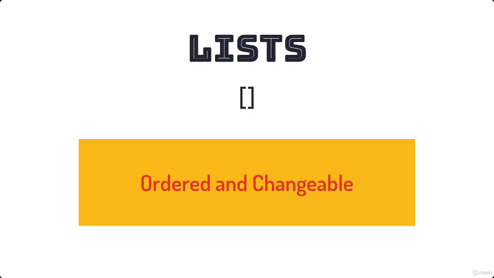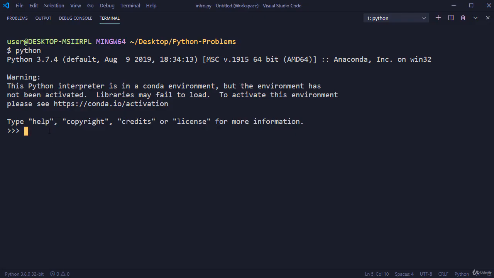In this lesson we'll talk about lists in Python programming language. Python knows a number of compound data types used to group together other values. The most versatile is the list, which can be written as a list of comma separated values or items between square brackets. Lists might contain items of different types, but usually the items all have the same type, like list of numbers, list of strings, and so on.